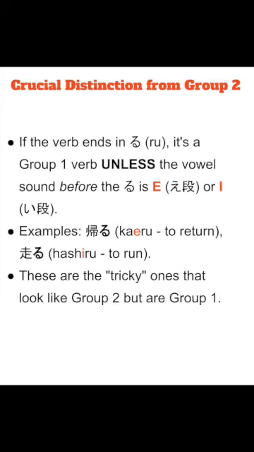Crucial distinction from Group 2. If the verb ends in ru, it's a Group 1 verb unless the vowel sound before the ru is i or e, i-dan or e-dan. Examples: kaeru, to return, hashiru, to run. These are the tricky ones that look like Group 2 but are Group 1.